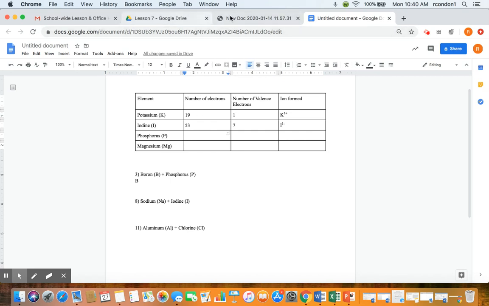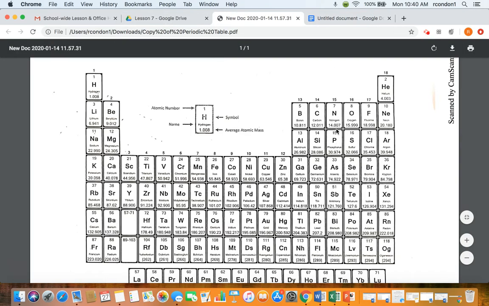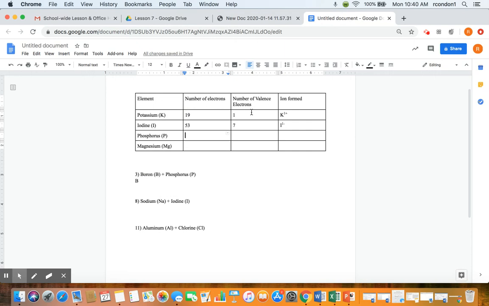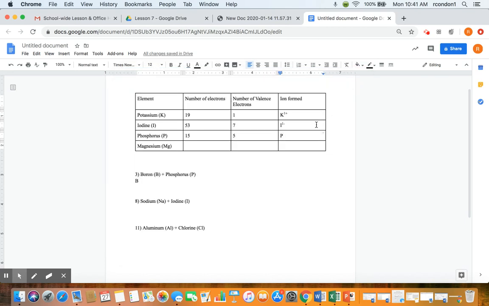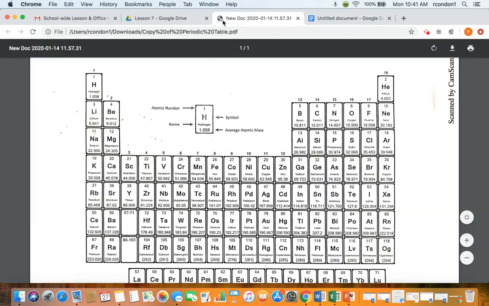Let's do that for phosphorus. So phosphorus is in this row, 15 electrons. It's going to have 5 valence electrons. 15, 5 valence electrons. It's easier for phosphorus to take in 3 more electrons, right? Because 5 plus 3 equals 8. It's easier to take in than get rid of. So it's going to form a -3 ion. So phosphorus, my goodness. Phosphorus 3 minus.